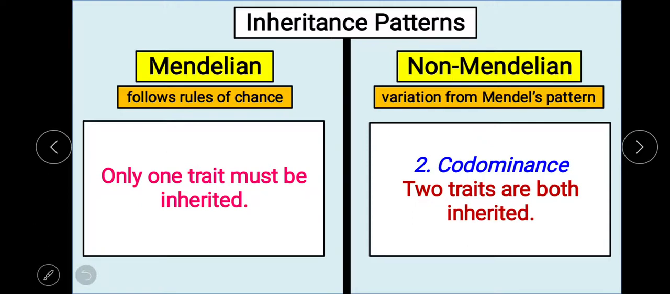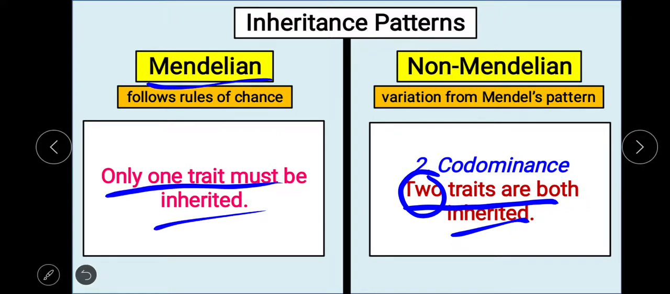The second example of non-Mendelian is codominance. Now in codominance, 2 traits are both inherited. Remember, 2 traits are both inherited, unlike in Mendelian, where only 1 trait must be inherited.